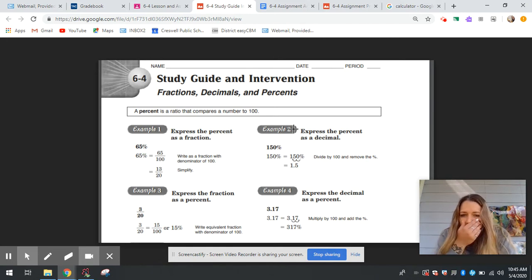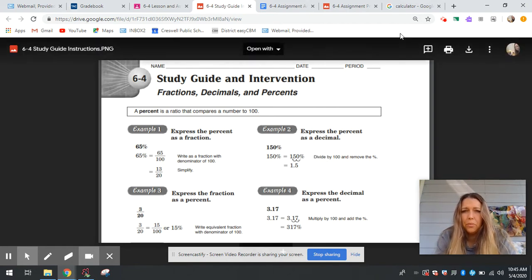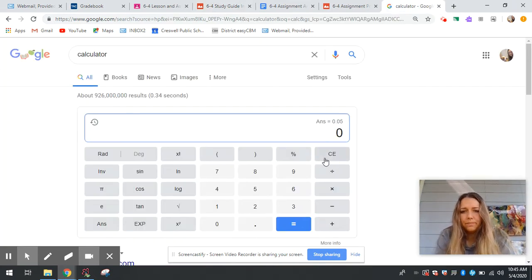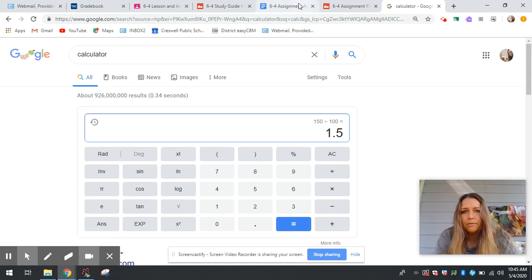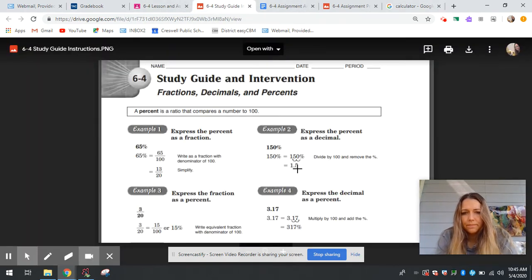For number 2, it says express the percent as a decimal. So if you have 150%, you could write that as a fraction, 150 out of 100. You could put that in a calculator like it says right here, divide by 100. And then you remove the percentage sign because it's no longer written in that format. So I'll go to my calculator. 150 divided by 100 equals 1.5, like it says.